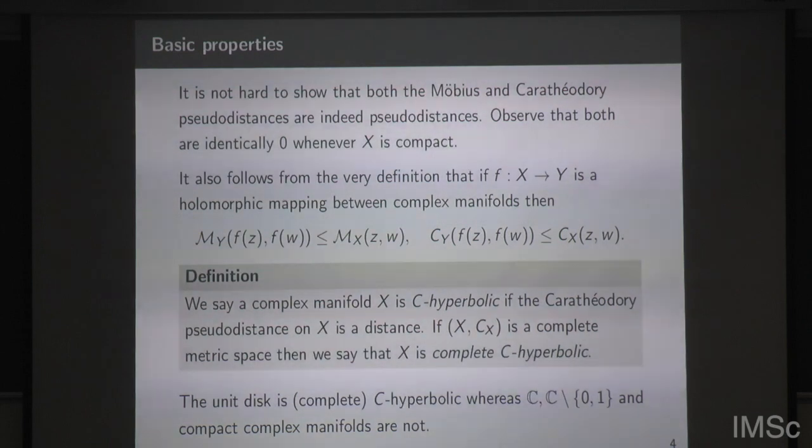So, I have a very basic question. Does it give the same topology? No, I will mention that in a while. It does not give the same topology.